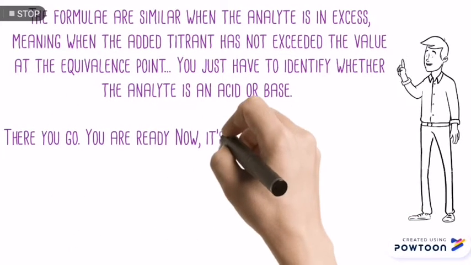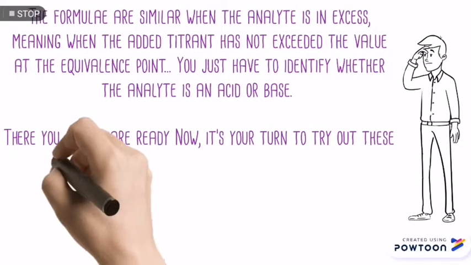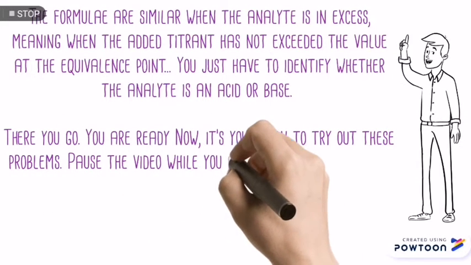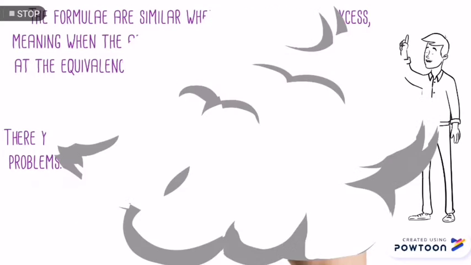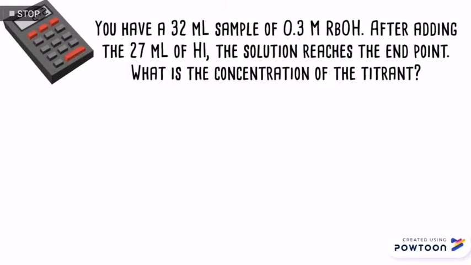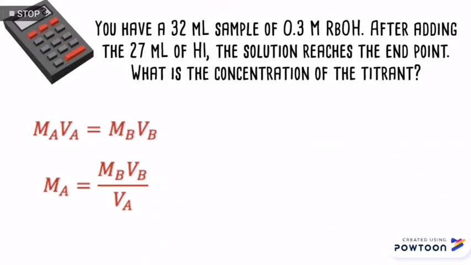There you go, you're ready now. It's your turn to try out these problems. Pause the video while you are calculating, then play it again to know the answer. We have a 32 ml sample of 0.3 molar RbOH. After adding 27 ml of HI, the solution reaches the endpoint. What is the concentration of the titrant?